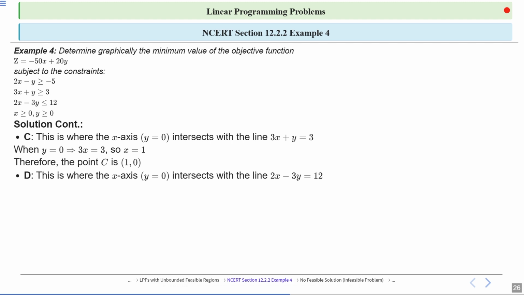Now to find point D, where the line 2x minus 3y equals 12 crosses the x-axis. Remember that on the x-axis, the value of y is 0. So substitute y equals 0. You will get 2x minus 3 into 0 equals 12, which simplifies to x equals 6. Therefore, the point D is (6, 0).